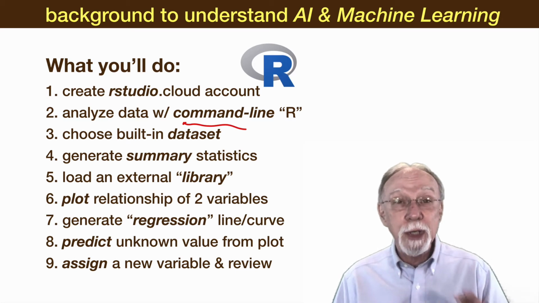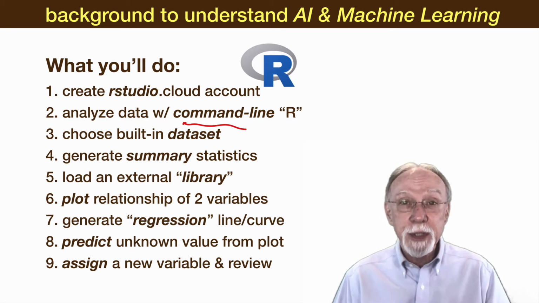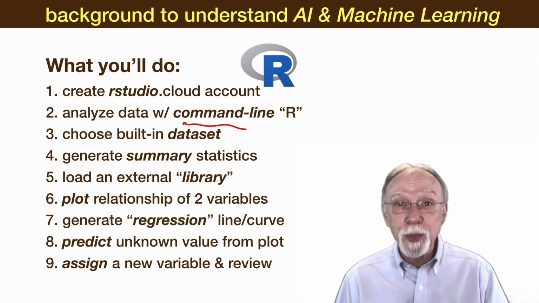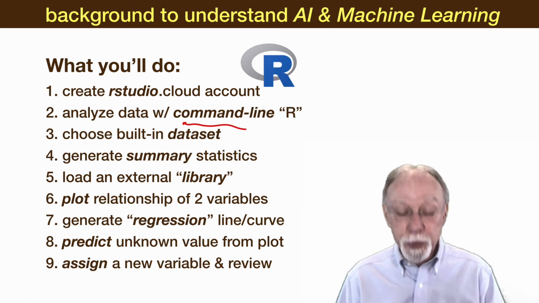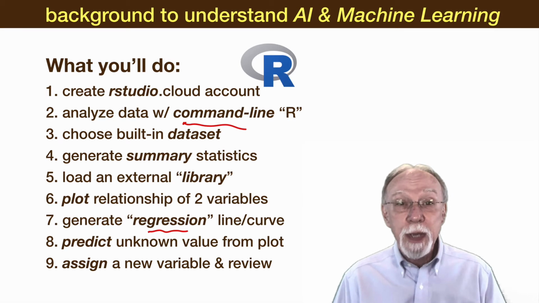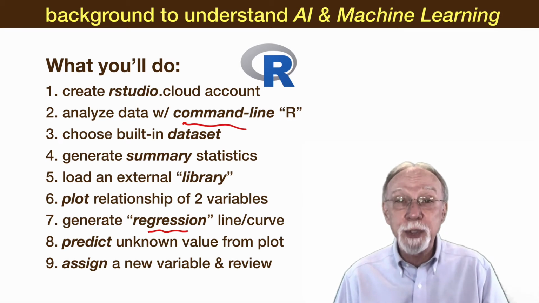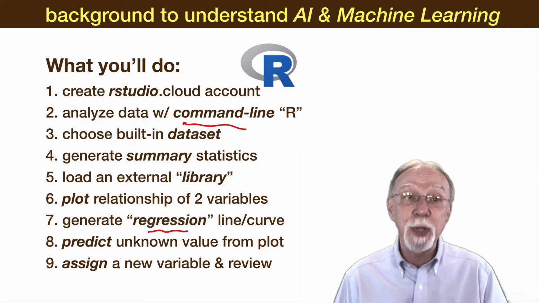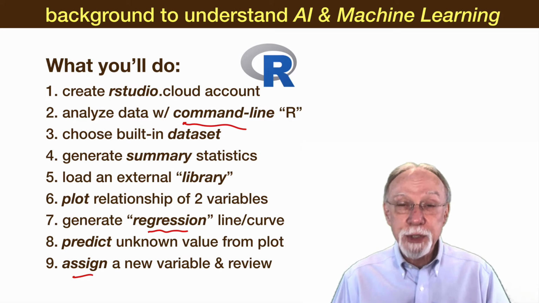You'll load an external library of commands to give graphics commands to R, and with those graphics commands, you'll plot the relationship of two variables. From that plot, you'll generate what's called a regression line or curve. And with that regression line, you'll use one of the core techniques of machine learning to predict an unknown value from that plot. Finally, you'll assign a new database to a variable.